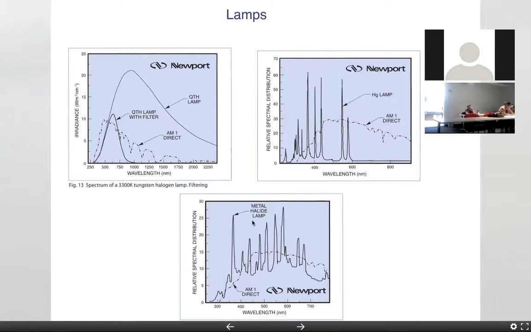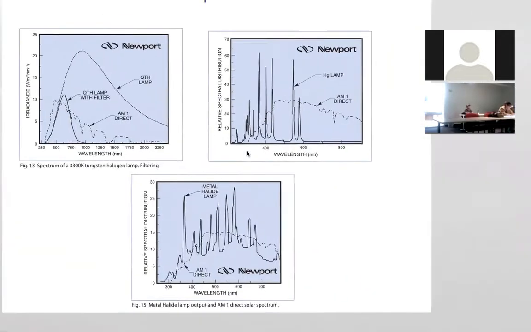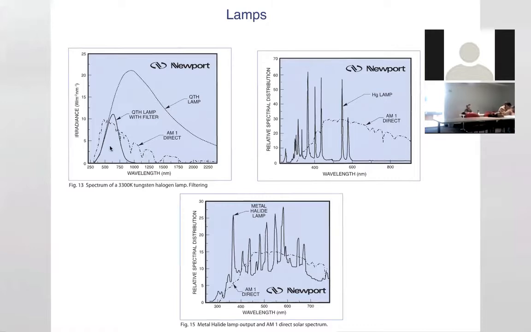So you can also have metal halide lamps. These are less common nowadays, but typically they have a broader bandwidth compared to, let's say, a tungsten lamp, but it has all these spikes as well. So that's also an option. Again, the AM1 spectrum is shown for comparison. So again, just keep in mind that typically what people do is they use one of these lamps and then use spectral correction filters to get as close to the desired spectrum as possible.